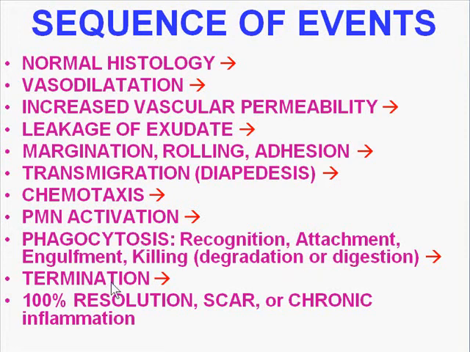The process is then done. The process then can come back to complete normal histology again, or it can heal with a scar or with chronic inflammation. And let's talk about these last two things now, fibrosis and chronic inflammation.